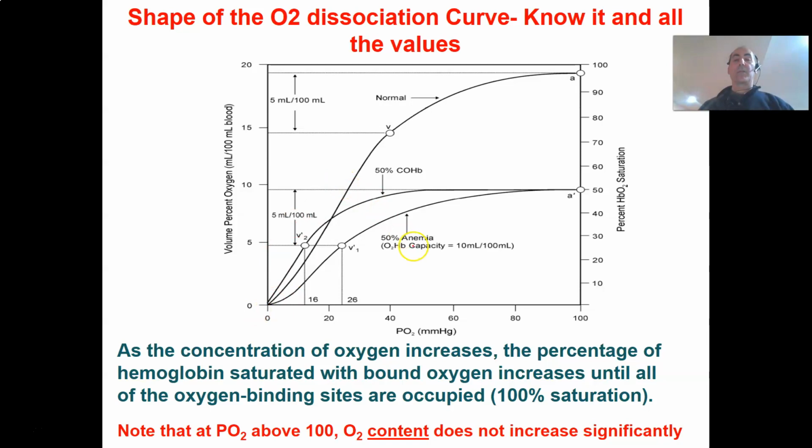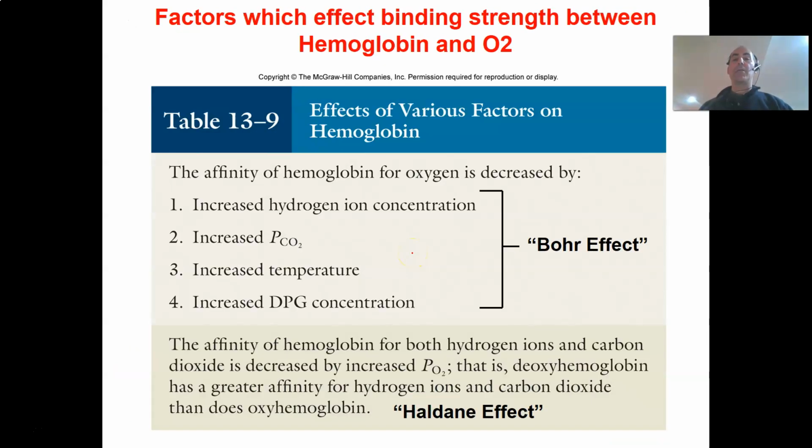So what does all of this mean? Factors which affect binding strength between hemoglobin and O2. The affinity of hemoglobin for oxygen is decreased by an increased hydrogen ion concentration, an increase in PCO2, an increase in temperature, and an increase in DPG concentration. So this is called the Bohr effect.